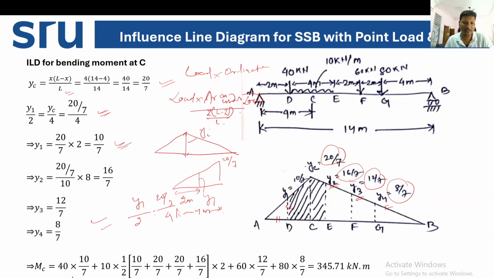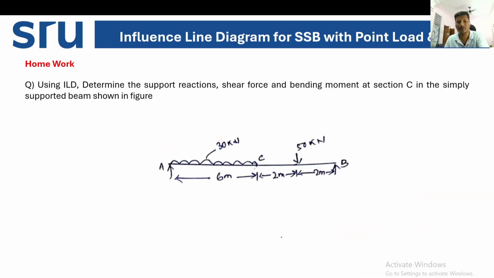So MC is equal to 40 into 10 by 7, that is your Y1, plus 10 into half into the area of this trapezoidum, which we have written here, into 2 is the height, then plus 60 into 12 by 7, this is your second point load and 12 by 7 is your Y3, plus 80, that is your third point load, 80 into 8 by 7, which is your Y4. If you calculate this, you will get 345.71 kilonewton meter. That is the maximum bending moment under point C.